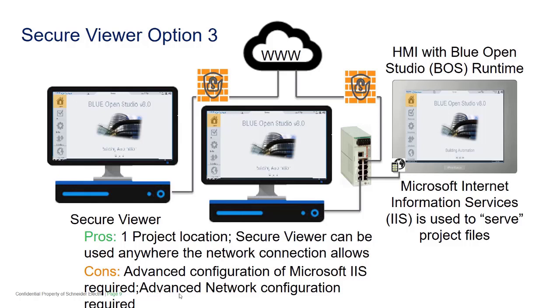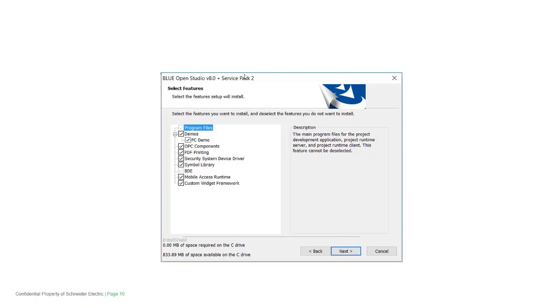There might be some advanced network configuration or maybe possibly IT getting involved to configure this remote connectivity. So just walking through this, when you went through and installed Blue Open Studio, the mobile access runtime is an option that you can select to install. Now, if you do select to install it and you do not have Microsoft IIS enabled, you will get a message that says, in order to install this, you have to enable that first.